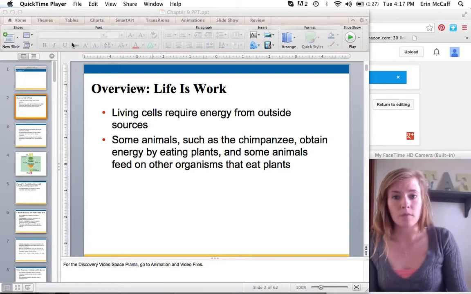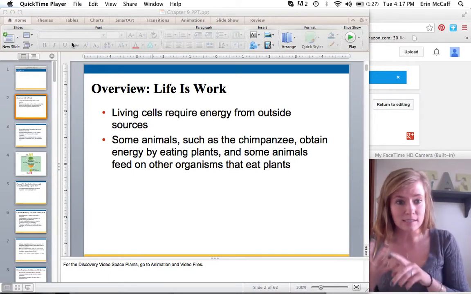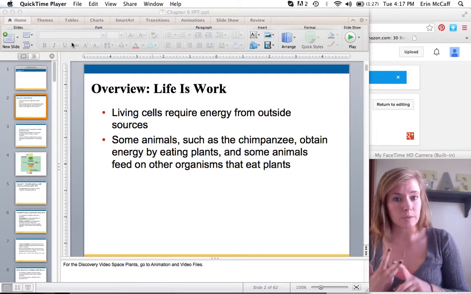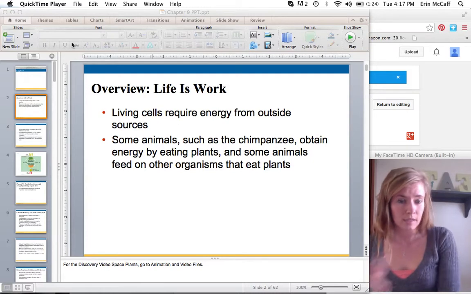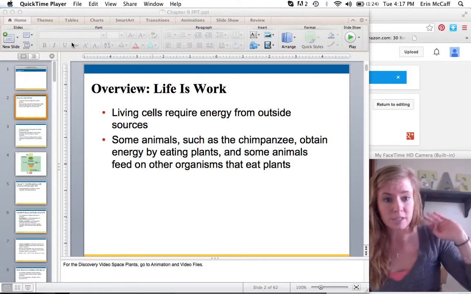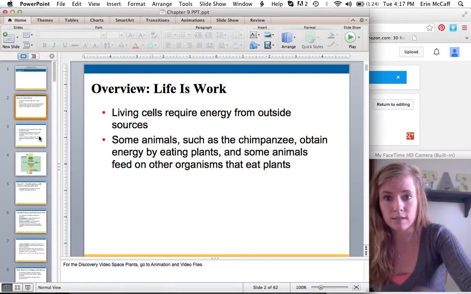We could be plants, and we would get it from the sunlight. We could be chimpanzees, and we would get it from eating plants. Or we could be carnivores, and we would get it by eating something that eats plants. So we can get it from anywhere, but it'll eventually all trace back to the sun, and we all need it. That's basically the point of this.